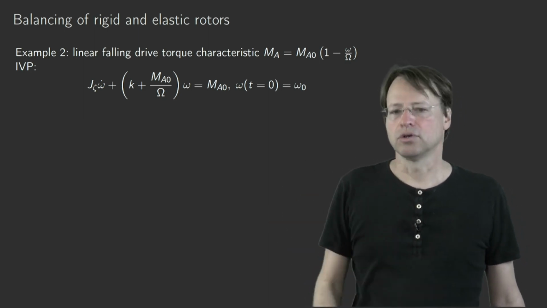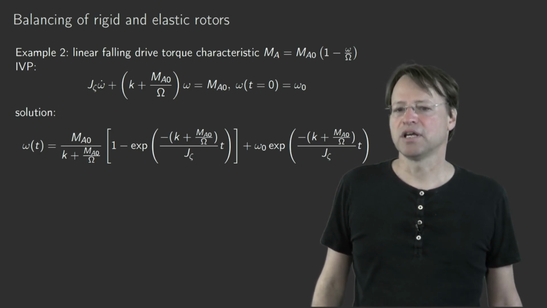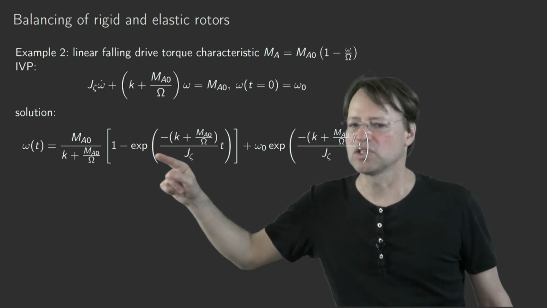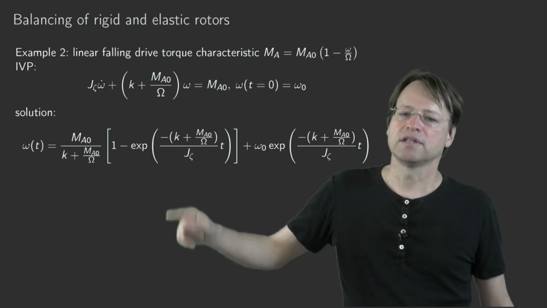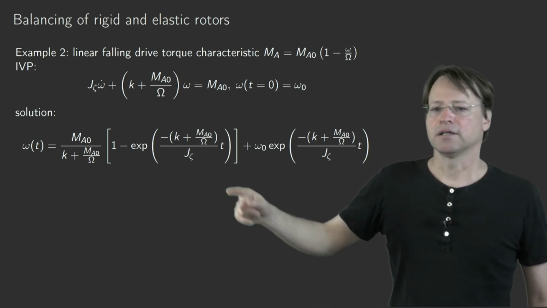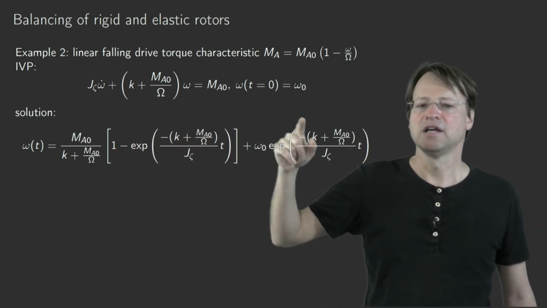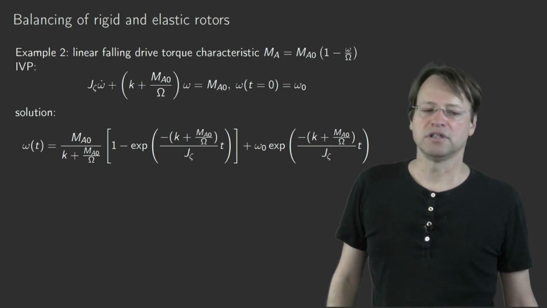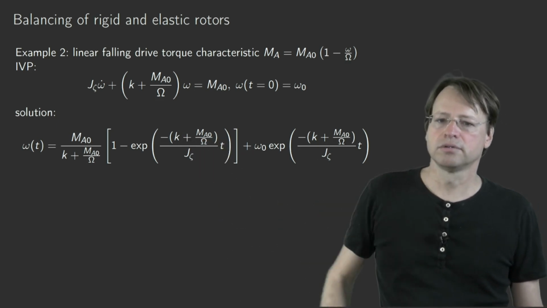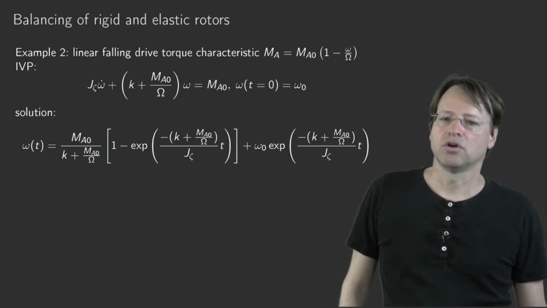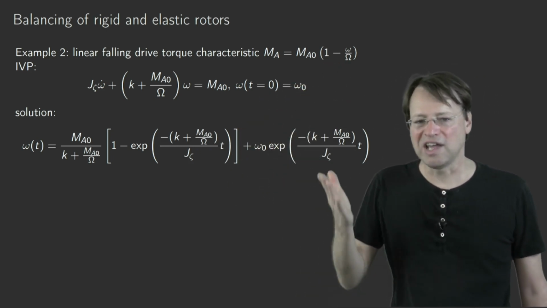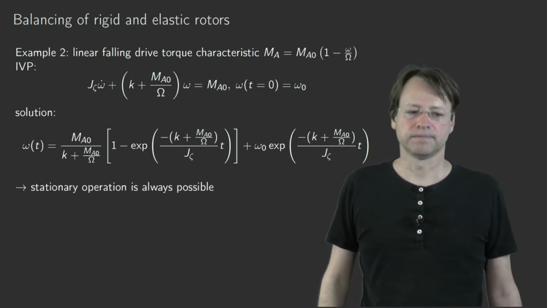So you write down the solution that you obtained before, where you replace your k by k plus m a naught divided by omega. This is the case for the leading factor, and this is the case for the factor in the numerator of the exponential here. You see, there are 3 places where you have to replace k by k plus m a naught divided by capital omega. And then you can see that even if k is equal to 0, stationary operation is always possible, because you have that falling line for the driving torque characteristic. So you take into account that your power supply is limited.